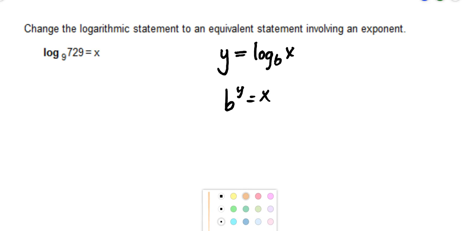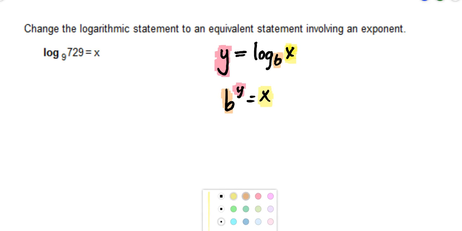The base of the log will be the base of the exponent. The log always equals the exponent, and then the expression inside the log is what the exponential equals. So if we keep this pattern in mind, we can rewrite our log equation as an exponential equation.